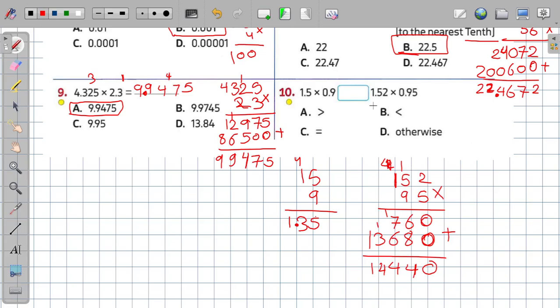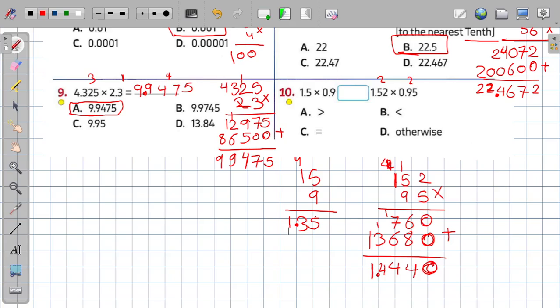But here I have 2 decimal places. And here I have 2 decimal places. So the result will have 4 decimal places. So let's count. 1, 2, 3, 4. So the decimal point will be between 1 and 4. So the result will be 1.4440.